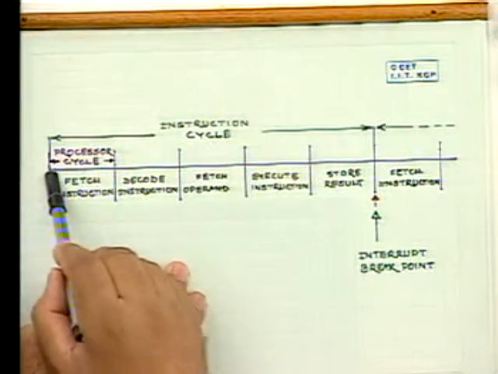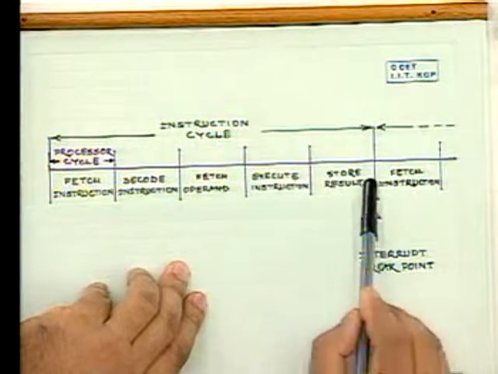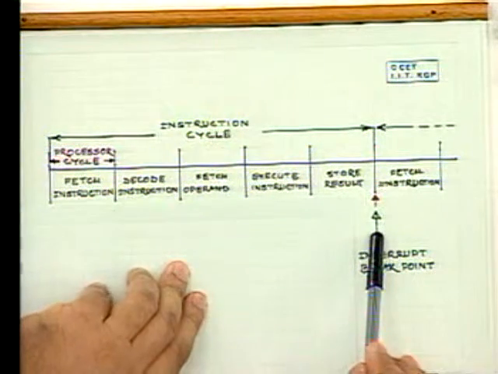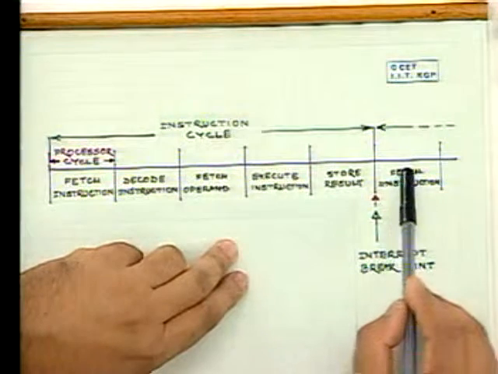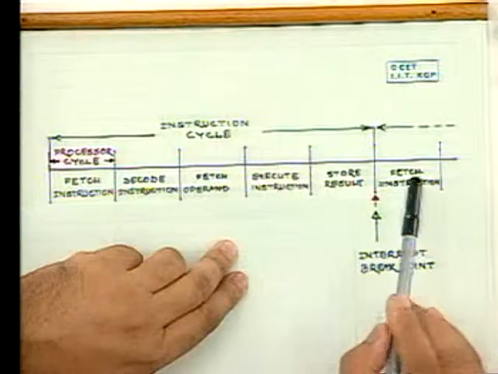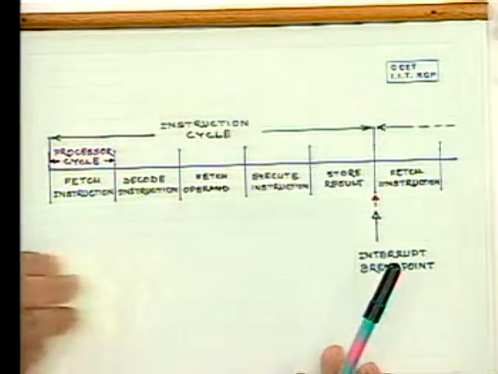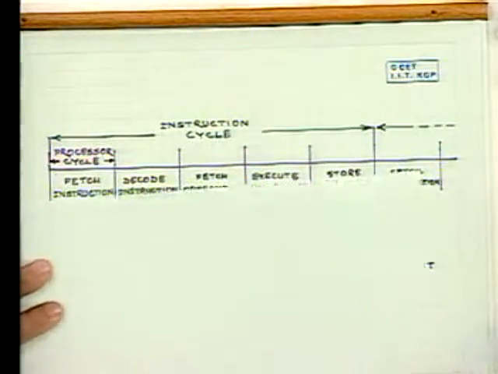Therefore, the entire instruction cycle is over. The interrupt is accepted here if the interrupt is enabled, and then this fetch instruction fetches the first instruction of the interrupt service routine. That is the situation so far as the acceptance and processing of interrupts is concerned.